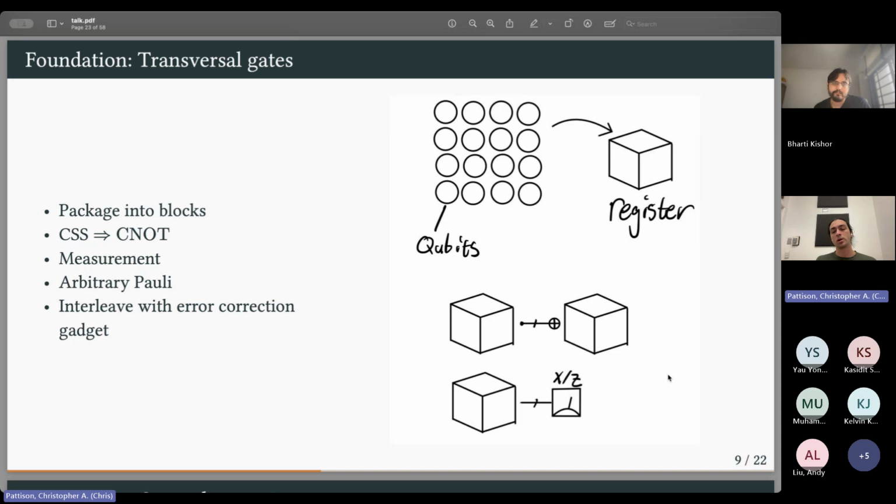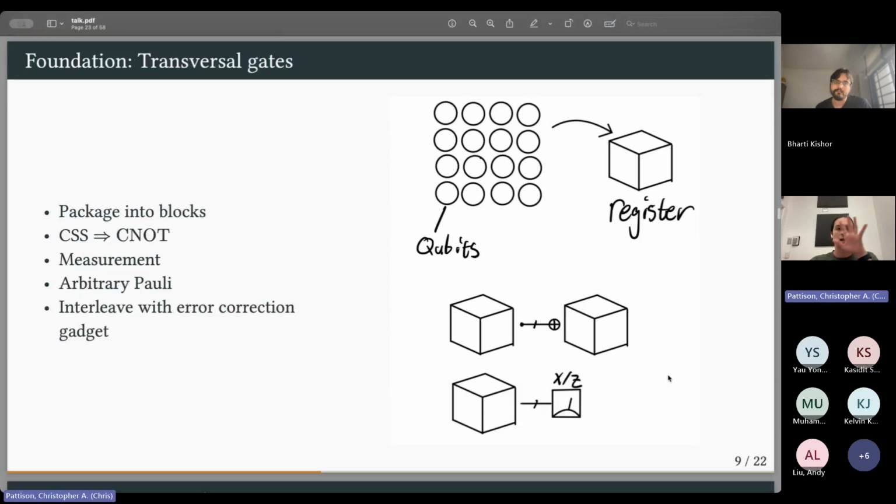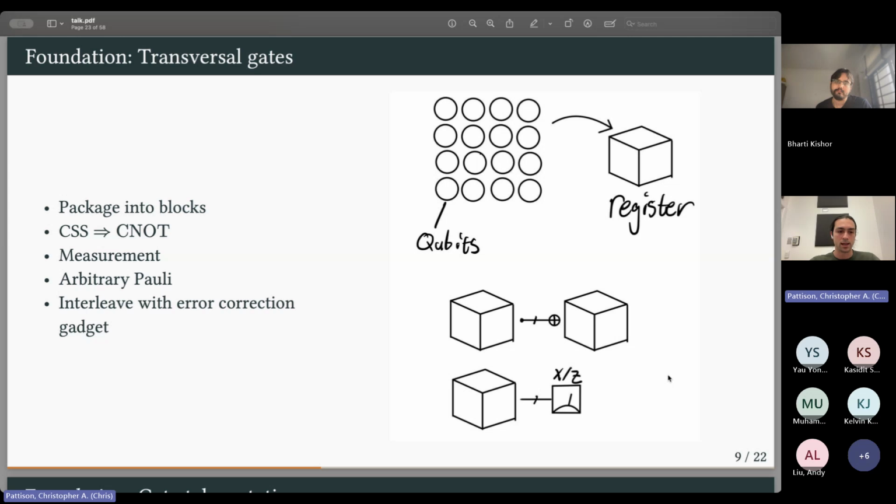We also get arbitrary Pauli operations for free, so you can apply any pattern of logical Pauli operators. These are the initial, very easy gates, and we're going to bootstrap ourselves up. Then we follow them with the error correction gadget from earlier. If we do this layer of gates, we're going to introduce some errors, so we have to suppress them by applying the error correction gadget. So these are our very easy gates.